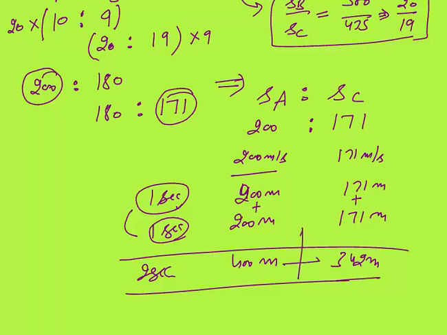So how much was C behind? C was 58 meters behind, because once A covered 400 meters, A won the race. Where was C?